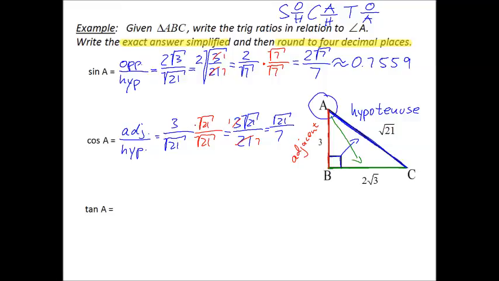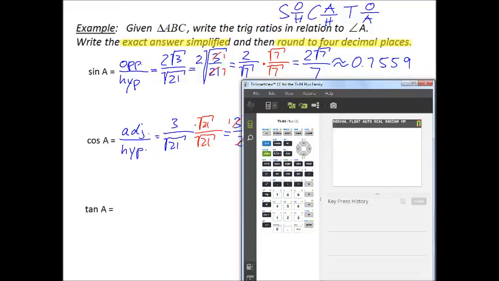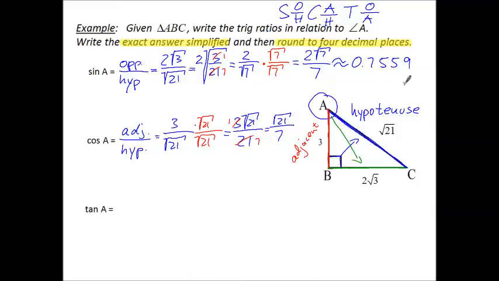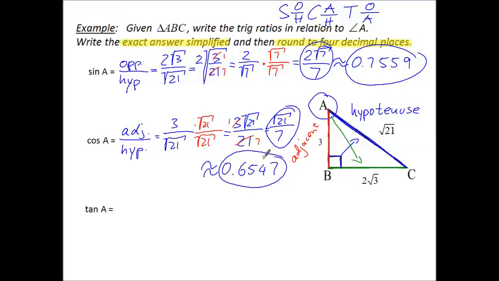We are also supposed to show the rounded answer here. So I'm going to use my calculator again and punch in the square root of 21 divided by 7, and that is 0.6546, and after the 6 we got a 5, so the last 6 needs to be rounded up. So our rounded answer is 0.6547. Let's not forget to circle all our good answers here. And then move on to the last one.